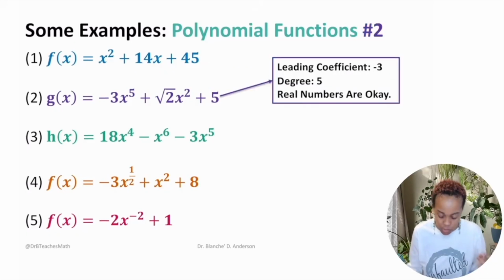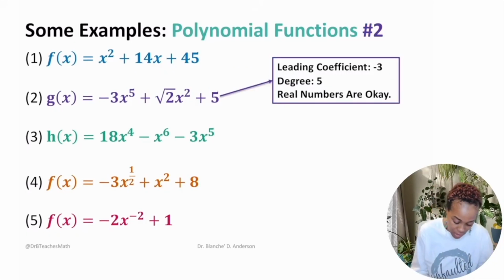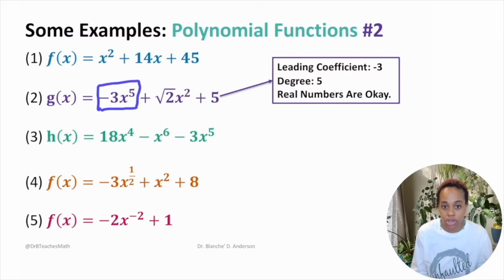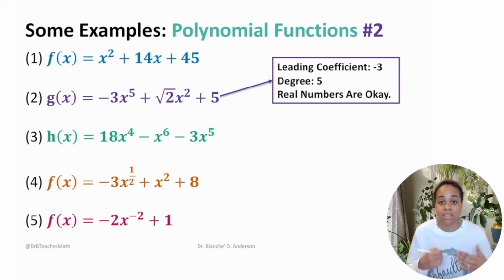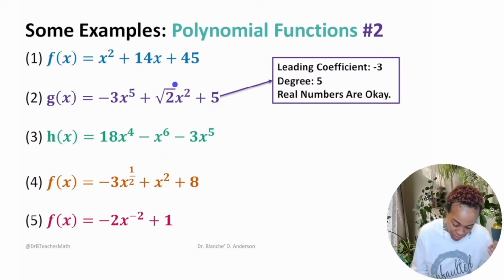Let's look at this second one. This second one has a leading coefficient of -3. You see that? It's the leading coefficient of -3 because this is the largest term, if you want to call it that. This has an x squared that does not have an x tied to it. So this is the largest term because the 5 is the biggest. So this polynomial function has a degree of 5, and real numbers are okay. This is a real number.